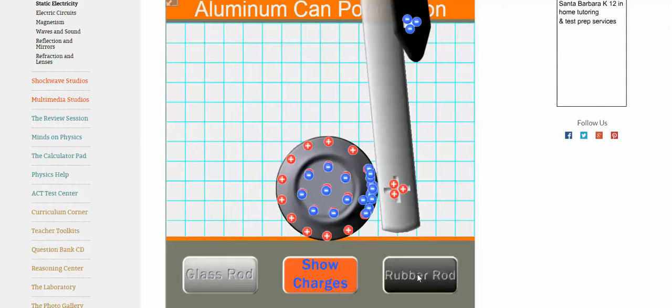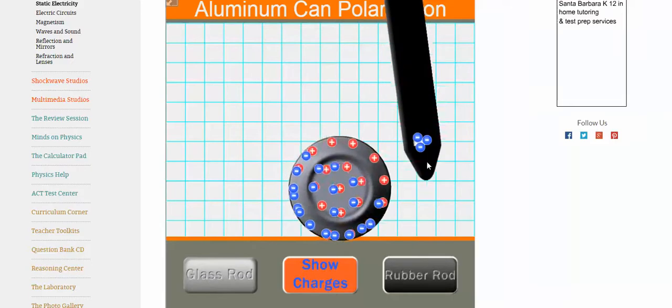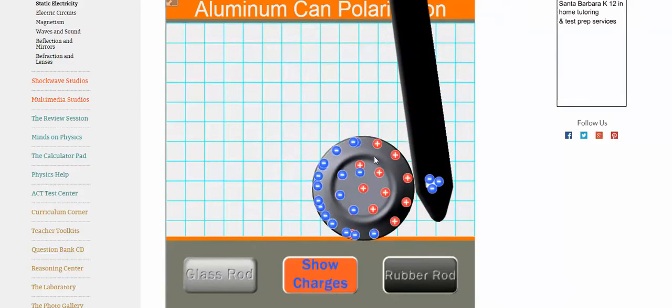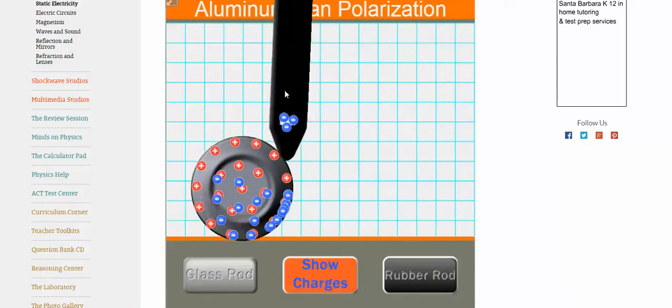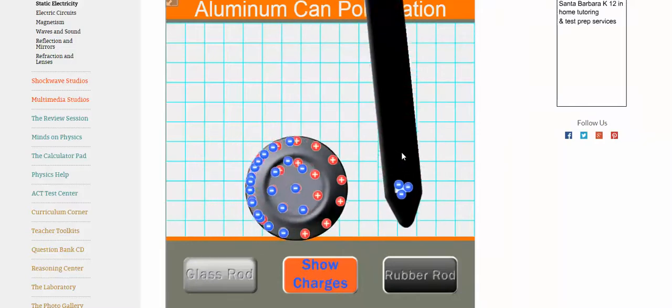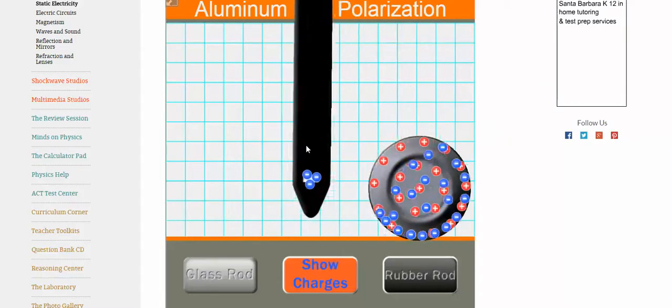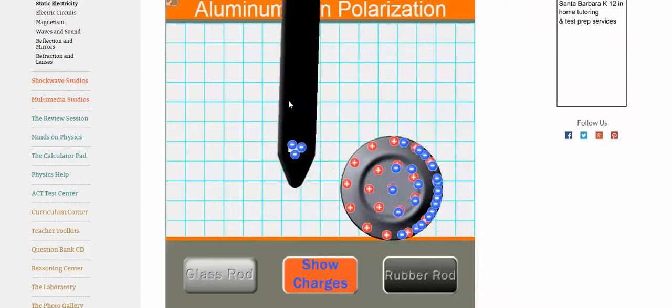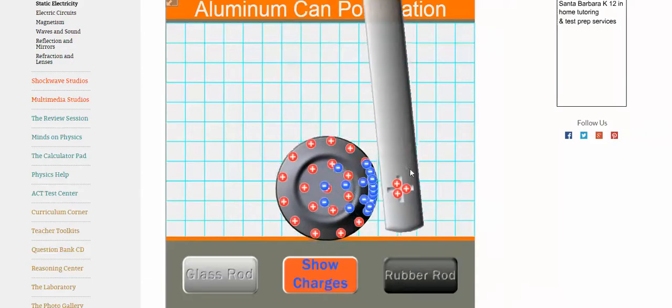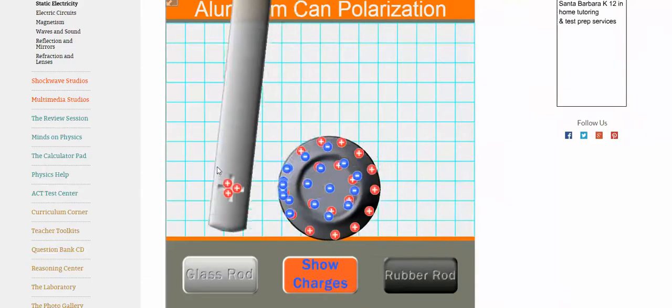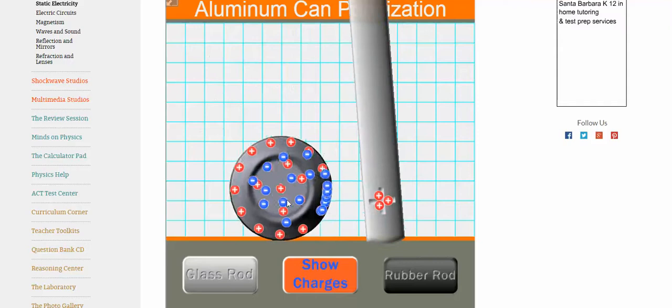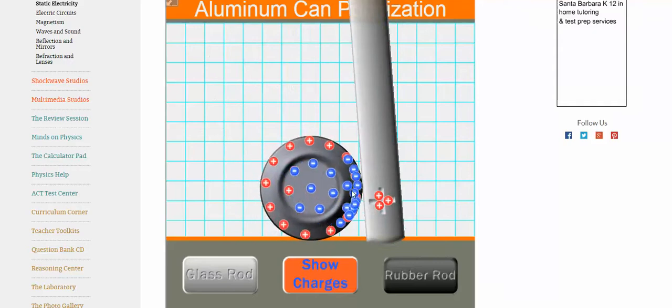Alright, if we put in a rubber rod or replace it here, now we can see that that rod is going to be repelling the electrons over to the other side. So it's still a polarized can, but now it's polarized the other way. But notice that both a negative rubber rod and a positive glass rod both have the same effect of attracting a neutral but polarized can.